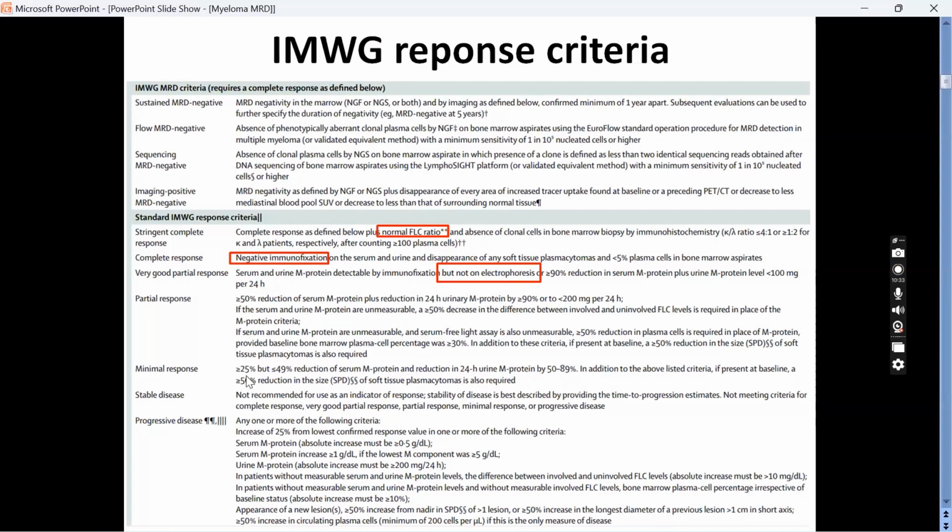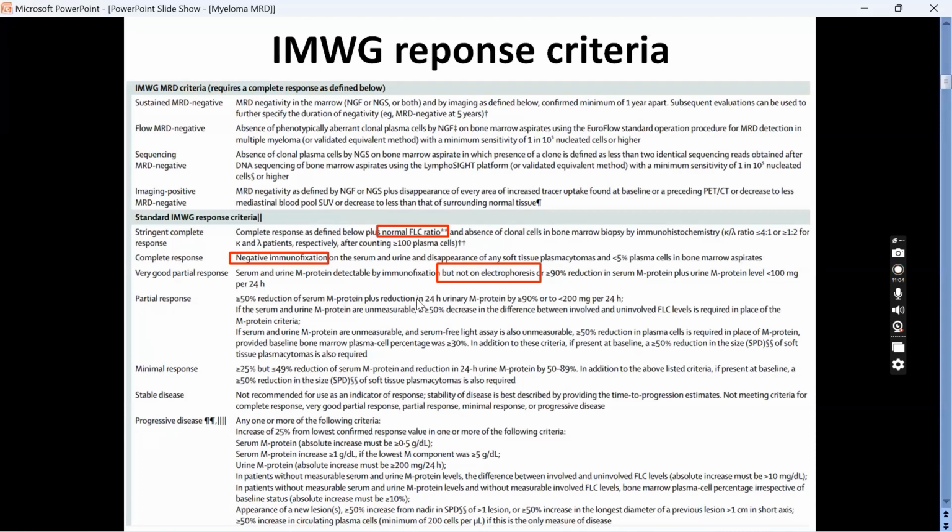So minimal response is where you have greater than 25% but less than 49% reduction of serum M protein, or reduction in 24-hour urine M protein by 50 to 89%. Then partial response, called PR, is where you have greater than 50% reduction in serum M protein. But still, electrophoresis is able to pick up that M protein in all these categories.